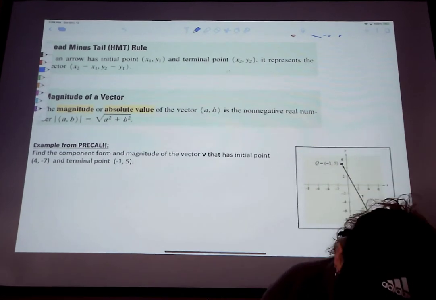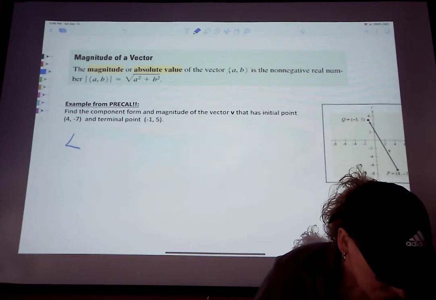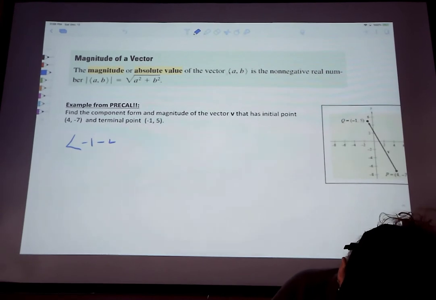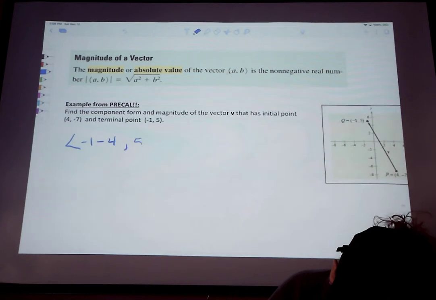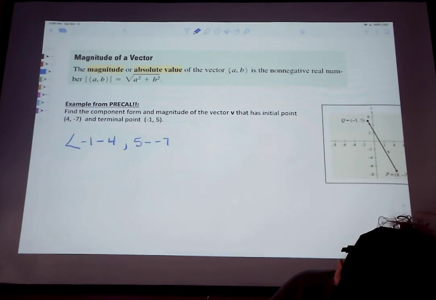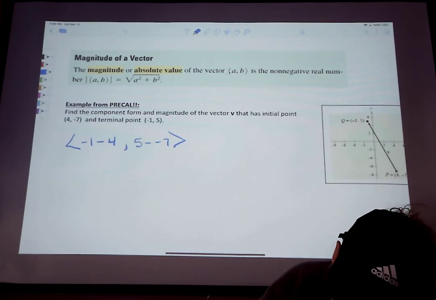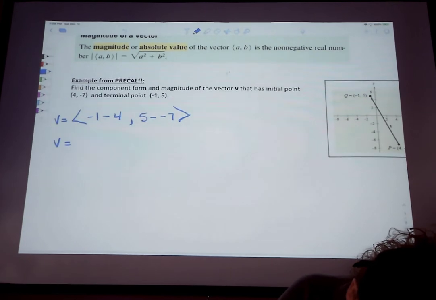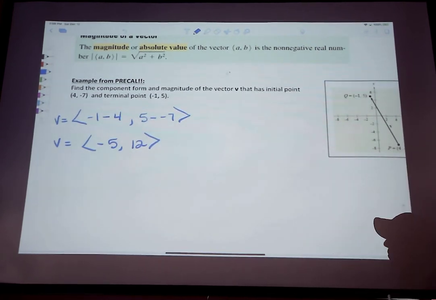So for component form, I am going to do change in x's, end minus beginning, change in y's, 5 minus -7. And the name of it is v, so I'll write vector v. Vector v is equal to <-5, 12>. That is component form for that vector.